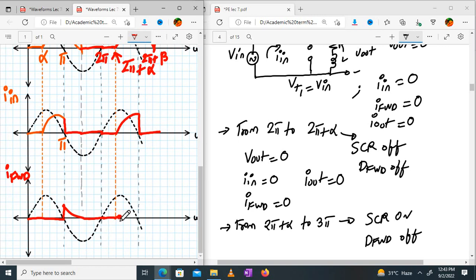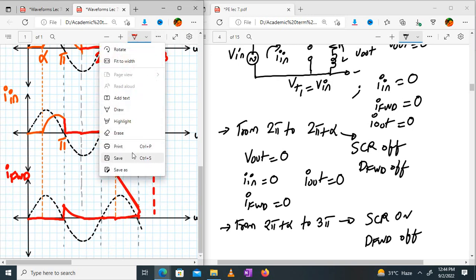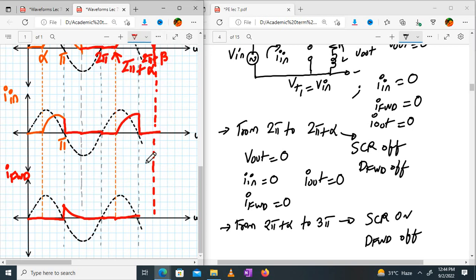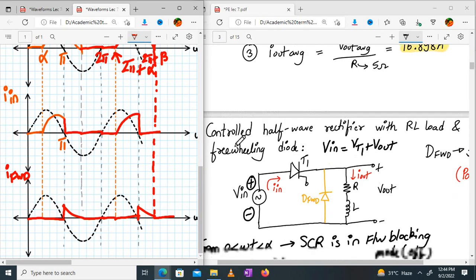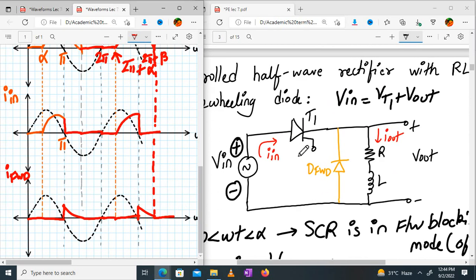When will this be active? Up to pi, this value. It will get activated here and the cycle will repeat. So this is the working of this circuit: a half wave controlled rectifier with RL load and freewheeling diode.